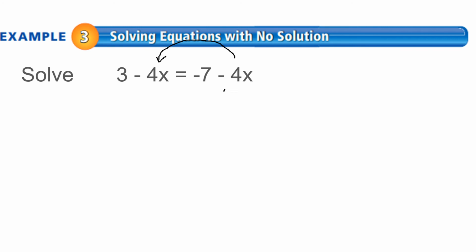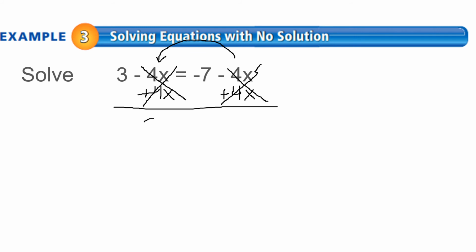So I'm going to do the inverse of subtracting 4x, and I'm going to add 4x on both sides. And that is going to cancel on the right just like we wanted it to. But the problem is because both of our variable terms were exactly the same, it's going to cancel our x's out completely. So now we're only left with our constants, which is 3 and negative 7. And 3 obviously is not equal to negative 7.